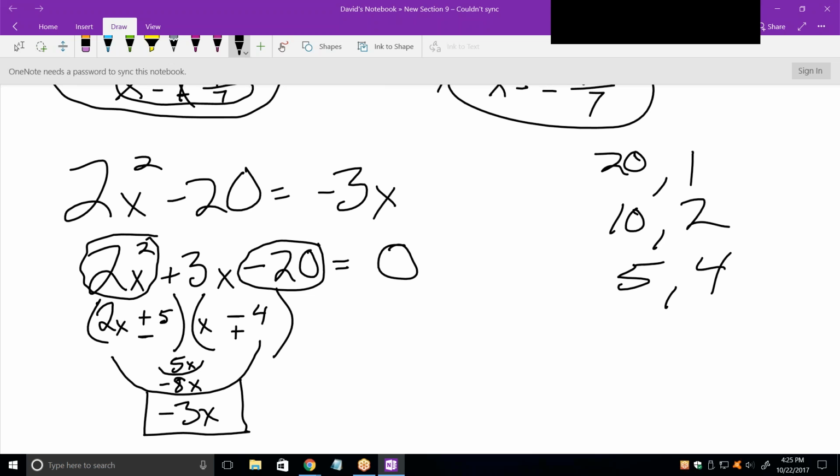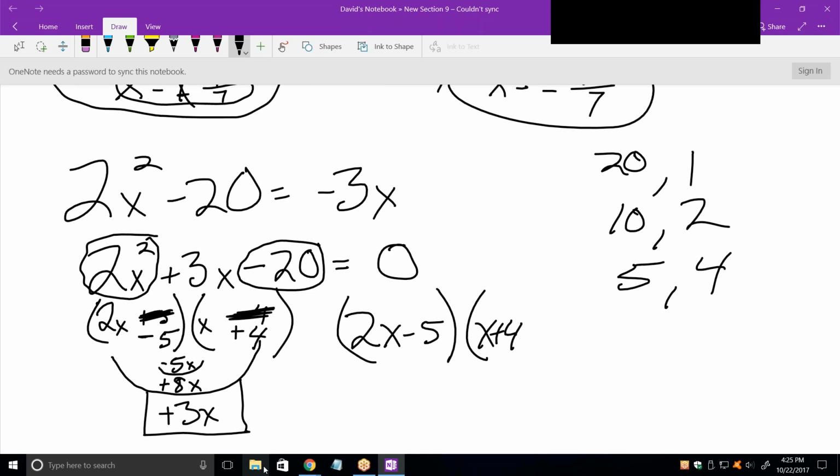Plus 5 and minus 4. But I got the right numbers, just the wrong signs. All I have to do is drop that 5 down to here and the 4 down to there. Now when I check the inside, I got minus 5x. When I check the outside, I got plus 8x. Add them together, I got plus 3x, got my answer. The answer is 2x minus 5 times x plus 4 equals 0.